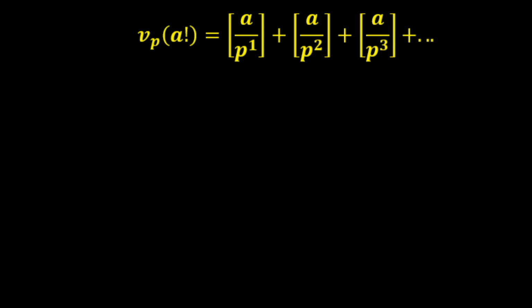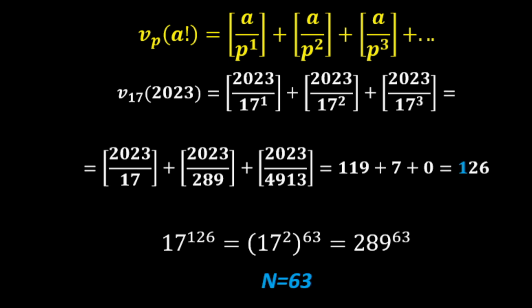Our number is 2023. So if we substitute the necessary values, we easily get the following result. This means our number is divisible by 17 to the power of 126, and this is the maximum. And since 289 is 17 squared, we conclude that the highest degree is 63. So this is the answer to our task.